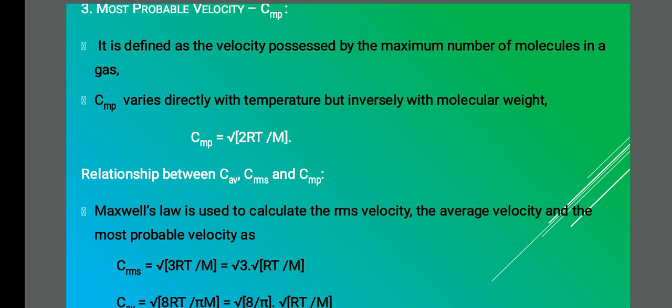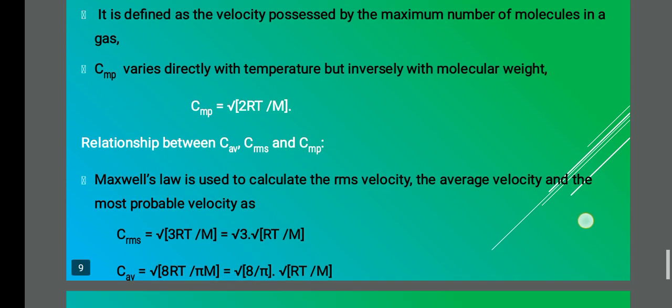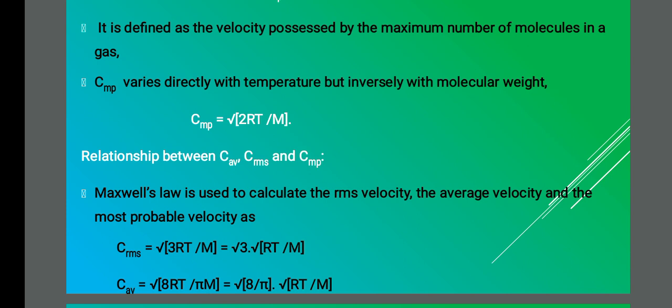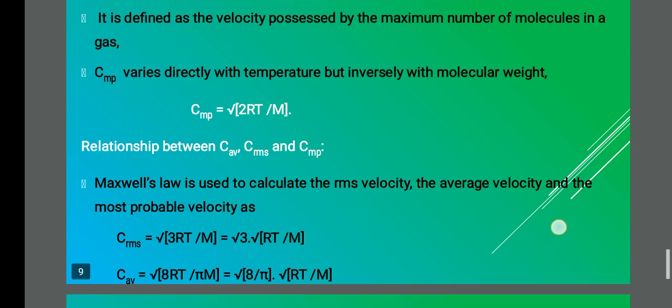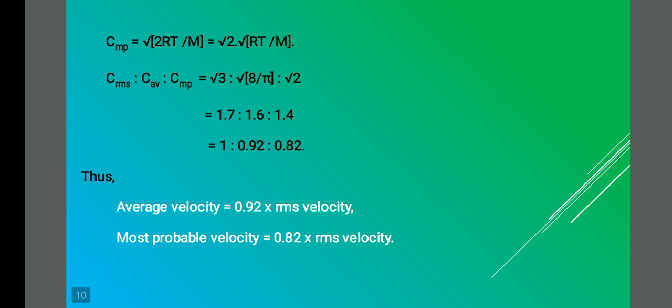Bearing these things in mind, we can relate all three velocities: root mean square velocity, average velocity, as well as most probable velocity. Maxwell's law is used to calculate the RMS velocity, average velocity, as well as most probable velocity. The first one is C RMS equal to square root of 3RT by M, or square root of 3 into square root of RT by M. The second, C average, can be written as square root of 8RT by pi M, or square root of 8 by pi into square root of RT by M. And the third, C MP, is equal to square root of 2RT by M, which is square root of 2 into square root of RT by M.